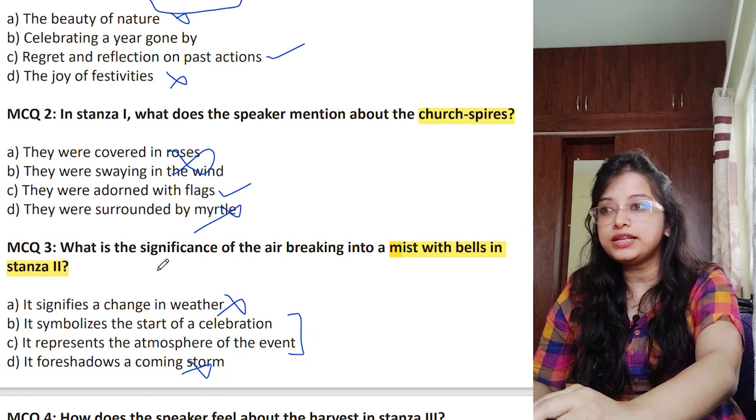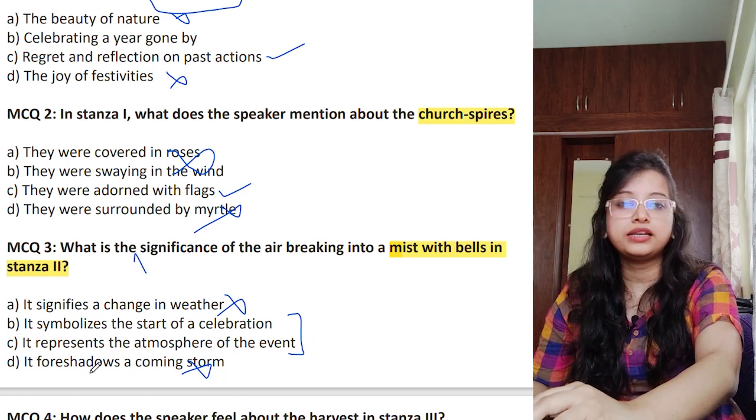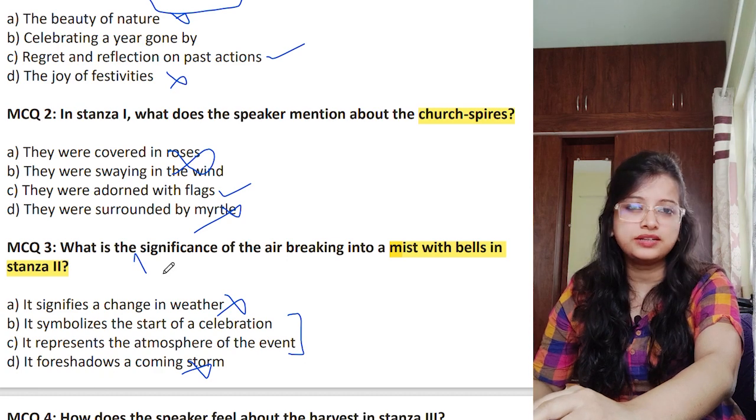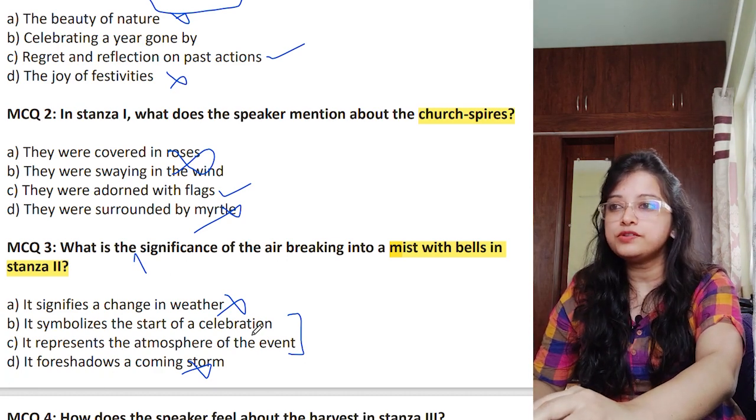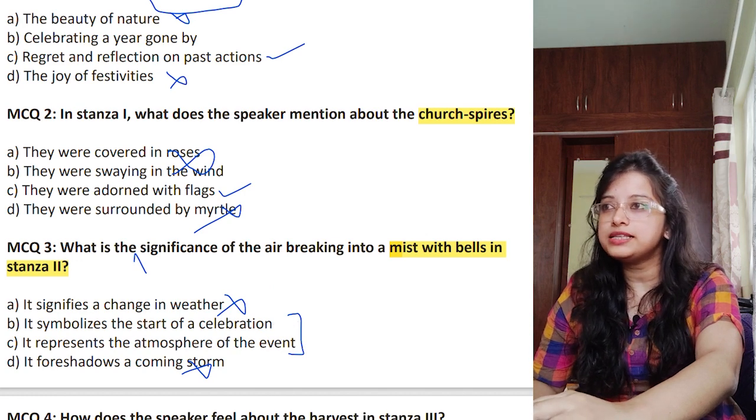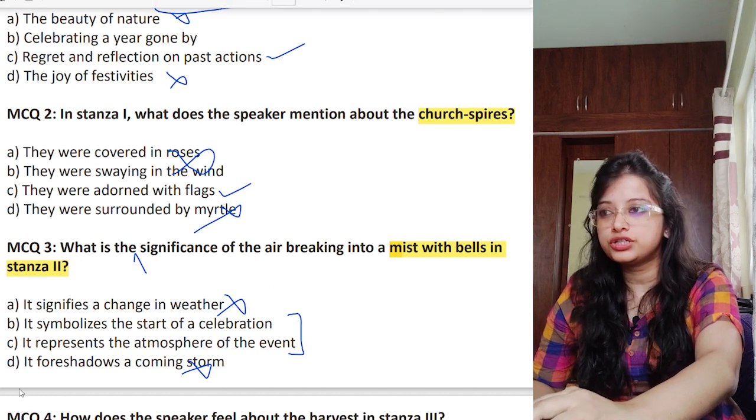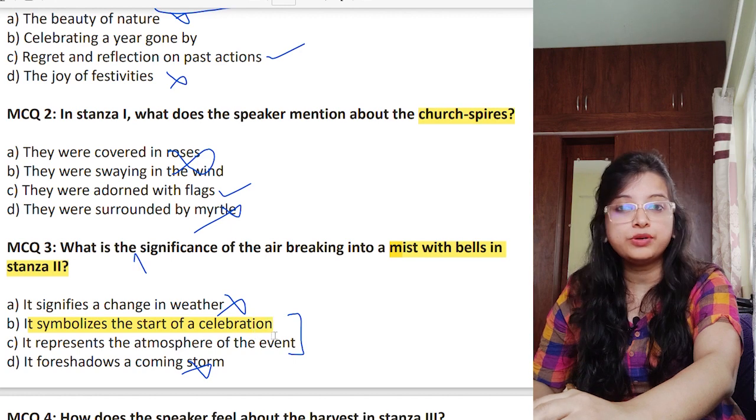So if it is symbolic significance, we can even think of foreshadow, but just significance, unnecessary. Option number D, strike it out. So between B and C, which one is a better one? Symbolizes the start of a celebration. This is a better option. Celebration is a better word.